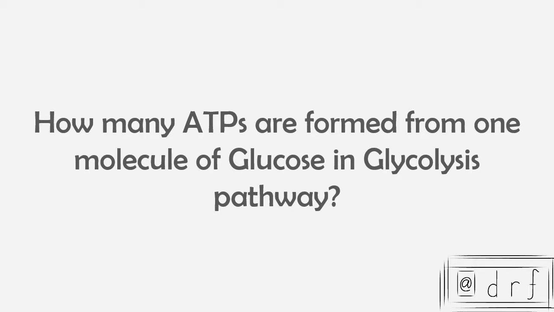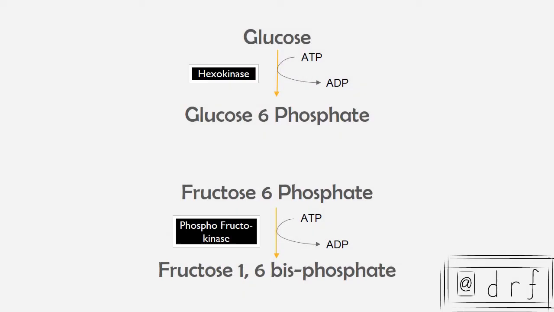let me ask you this question. How many ATPs are formed from one molecule of glucose only in the glycolysis pathway? And I'm not asking how many ATPs are formed by the whole breakdown of glucose. That is a different question. But in glycolysis, how many ATPs were formed? So, what would the answer be?